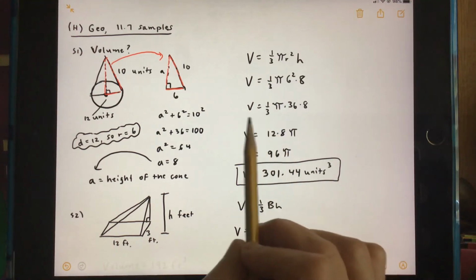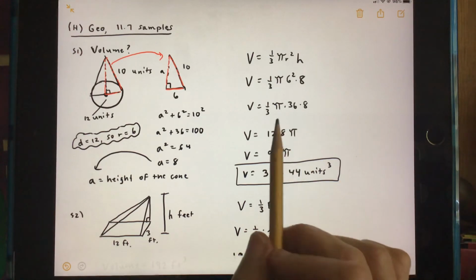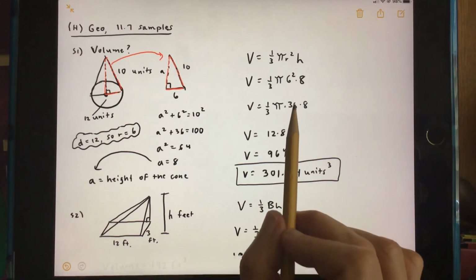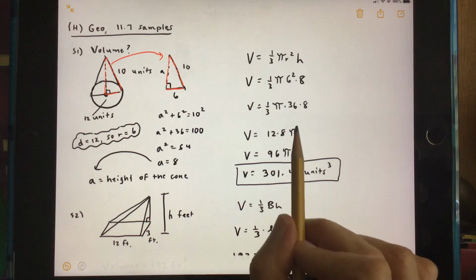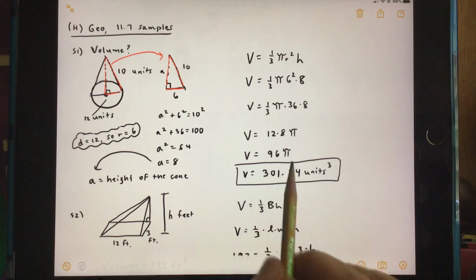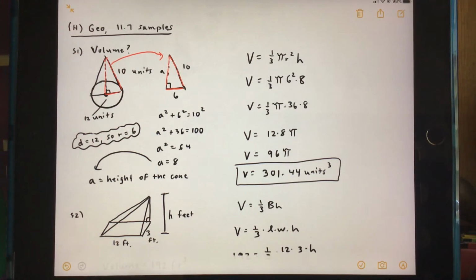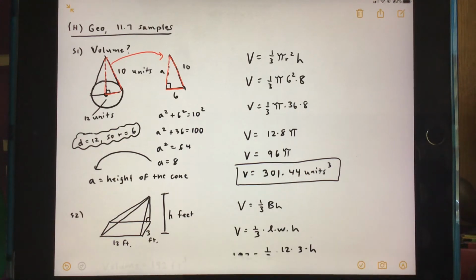Simplifying that gives me volume equals 1/3 times pi times 6 squared is 36 times 8. And 1/3 of 36 is 12. So 12 times 8 times pi is what my volume will be. And then 12 times 8 is 96. So my volume will be 96 times pi. That's what I'm going to plug into my calculator. Of course, you could plug all this into your calculator if you don't want to simplify beforehand. However, if it's easy simplifying, I always recommend that you do that first. You're less likely to have errors plugging into your calculator that way.